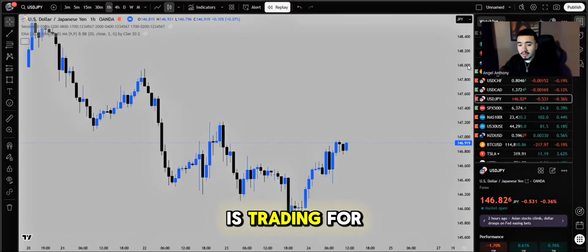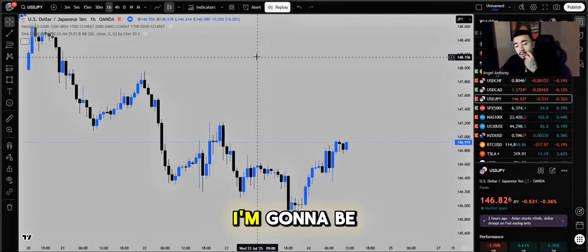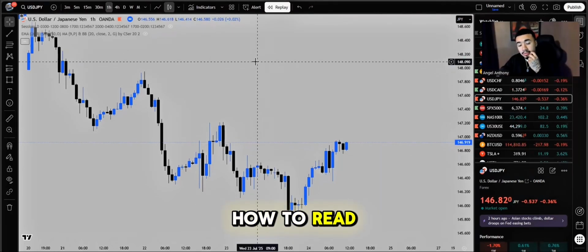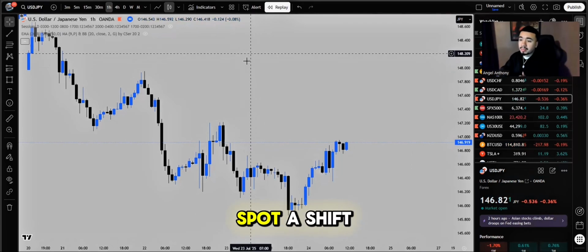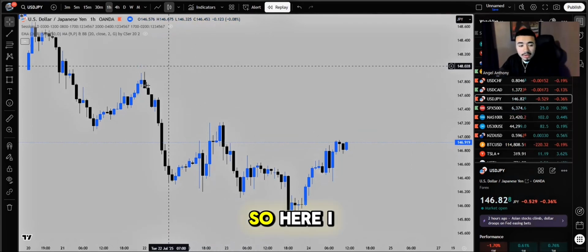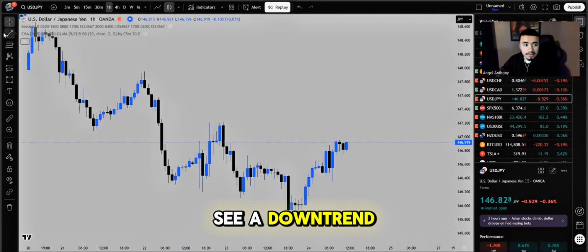All right, so this is Trading for Beginners Part 2. I'm going to be showing you guys how to read market structure and how to spot a shift in structure. So here I see a downtrend.